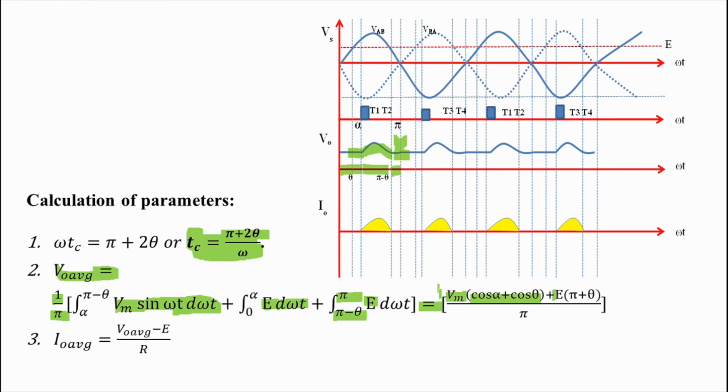So this is the expression of output voltage. This is very easy integration. You can solve this on your own. And last is, what is average output current? This expression has already been told to you. So I naught average is simply equals to (V naught average minus E) by R. It can be obtained by simply applying KVL in the loop.